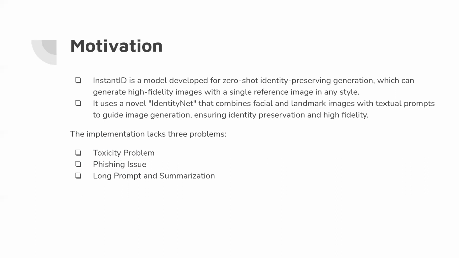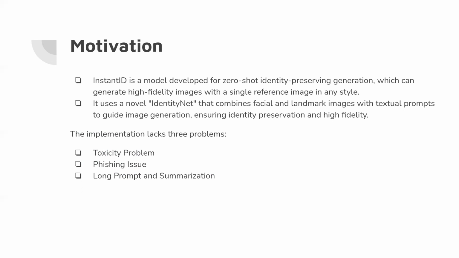InstantID is a model developed for zero-shot identity-preserving generation, which can generate high-fidelity images with a single reference image in any style. It uses a novel IdentityNet framework that combines facial and landmark images with textual prompts to guide image generation, ensuring identity preservation and high fidelity.